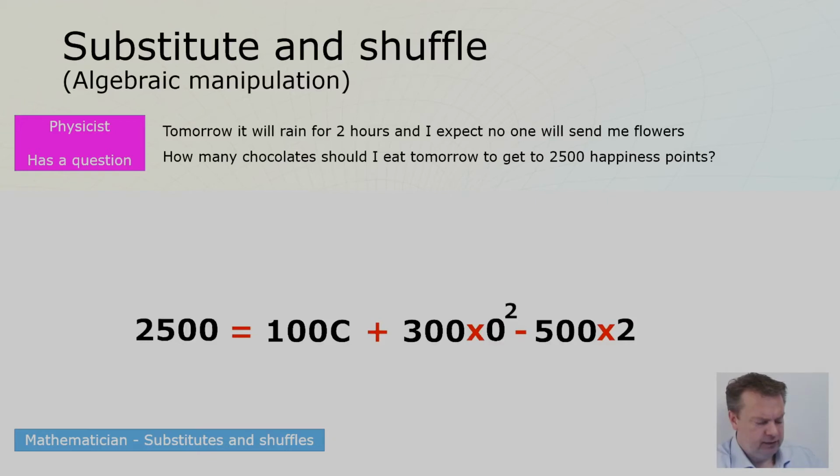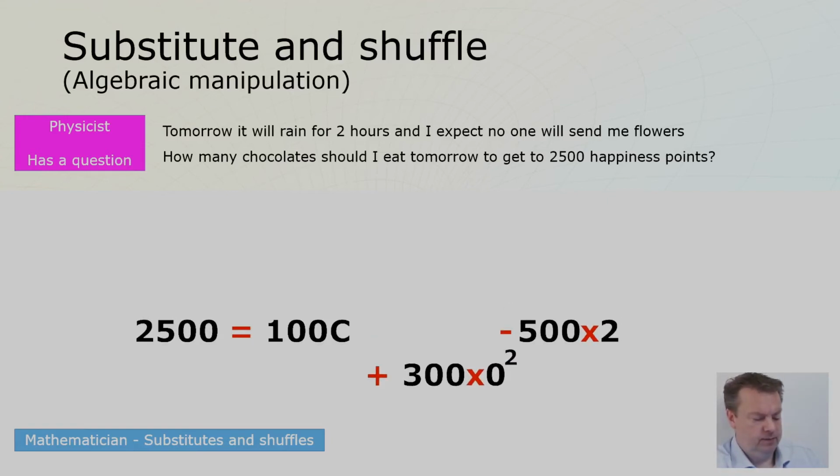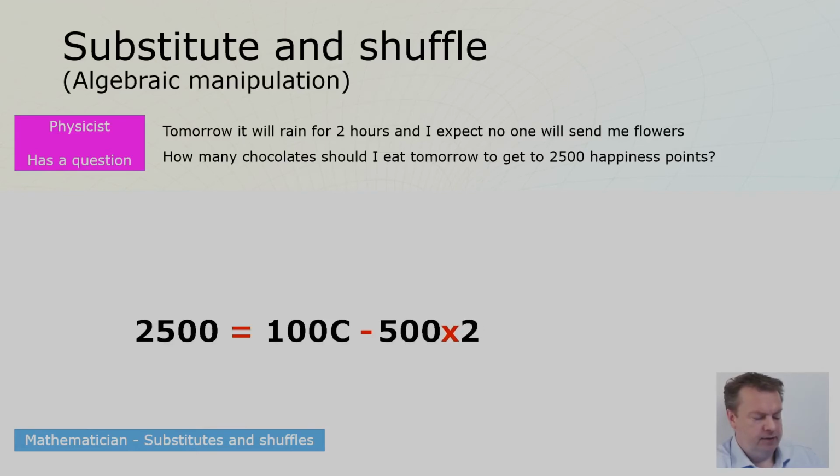Now he cleans things up. 300 times 0 times 0. Normal people would say that's 0. No, not evil mathematicians. They will probably say something like, it's definitely 0. So let's get rid of it. 500 times 2 is easy. It's 1,000. So far so good. This was the substitution part.